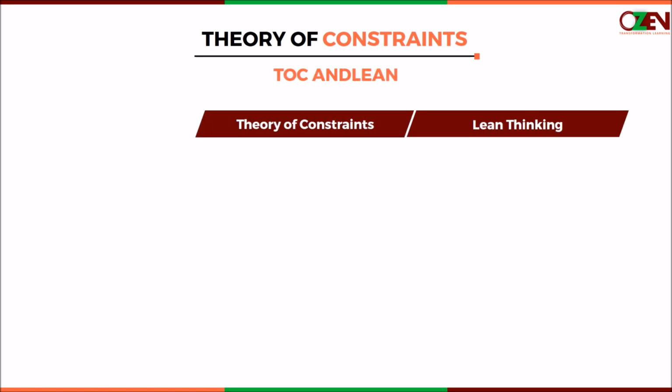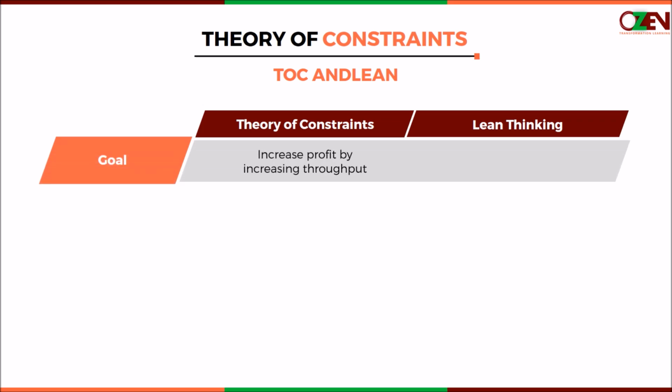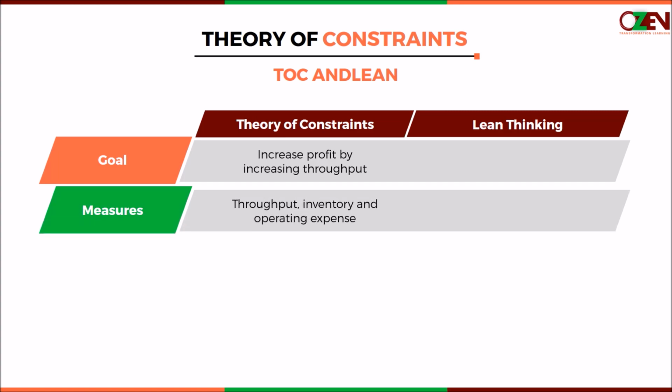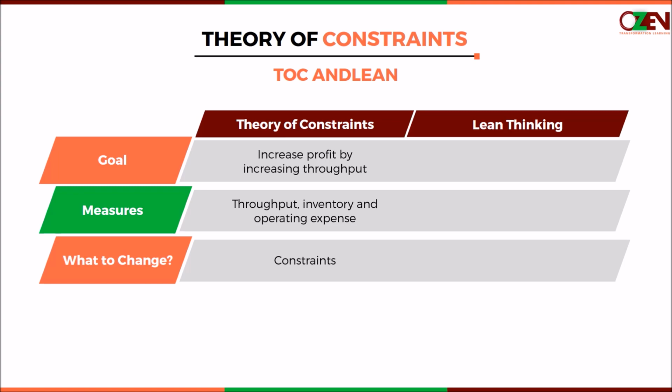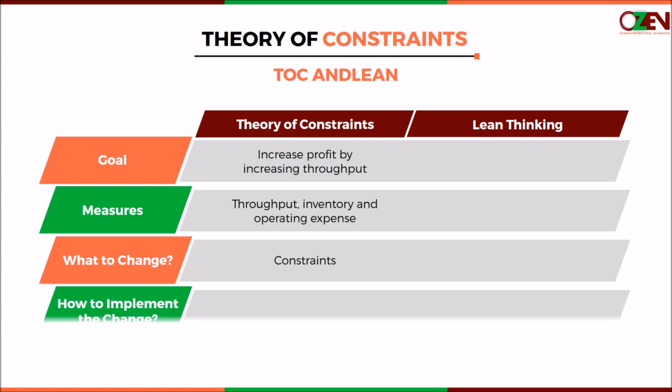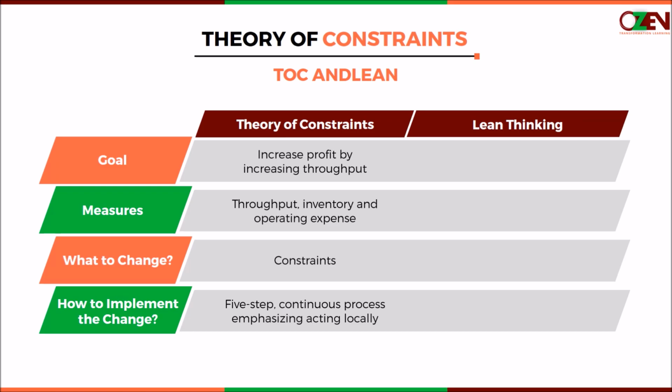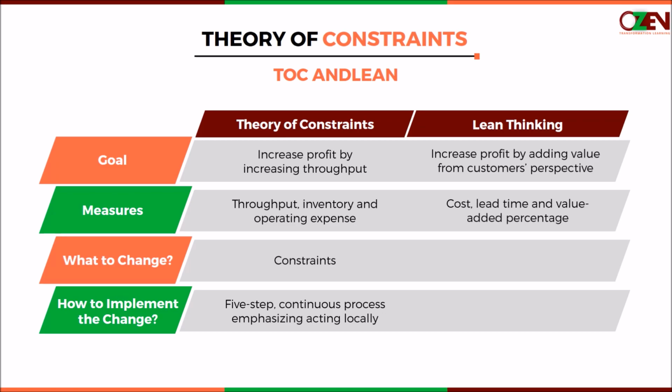The goal of theory of constraints is to increase profit by increasing throughput. Therefore, it measures throughput, inventory, and operating expense. The constraint or bottleneck is the area of focus, with a 5-step approach that acts locally on a particular process. Lean's goal is increasing profit by adding value, and this is measured by cost, lead time, and value added percentage. The focus is on waste elimination and value creation, with a 5-step approach that uses global thinking to impact the entire value stream.